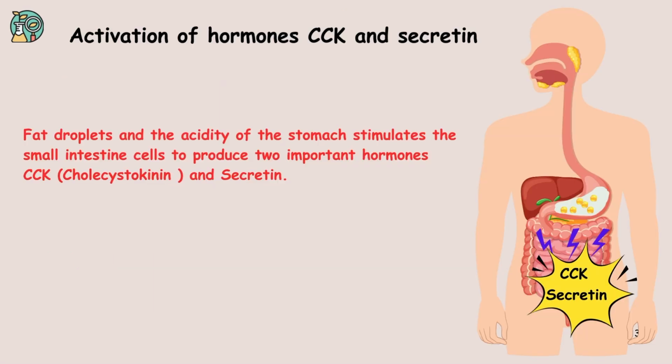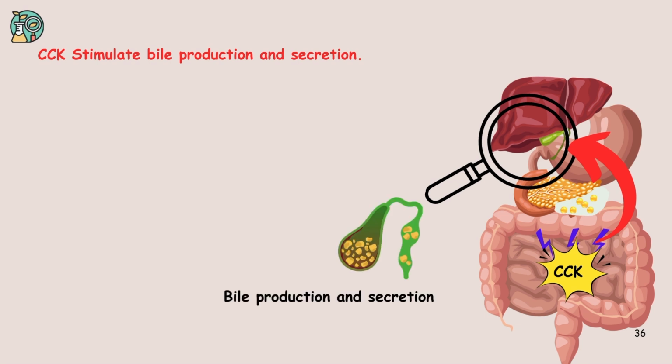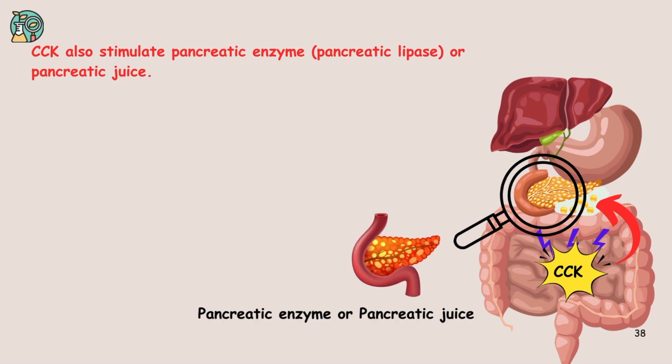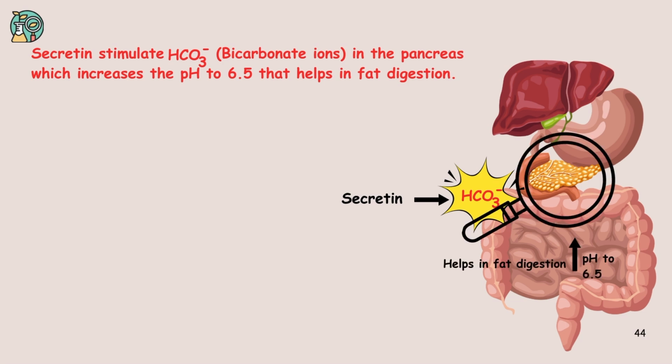The fat droplets and the acidity of the stomach stimulates the small intestine cells to produce 2 important types of hormones known as CCK, cholecystokinin, and secretin. This cholecystokinin stimulates the bile production and secretion. This hormone CCK also stimulates the pancreatic enzyme, that is the pancreatic lipase or pancreatic juice from the pancreas. The other hormone secretin stimulates the bicarbonate ion in the pancreas, which helps in fat digestion by increasing the pH to 6.5.